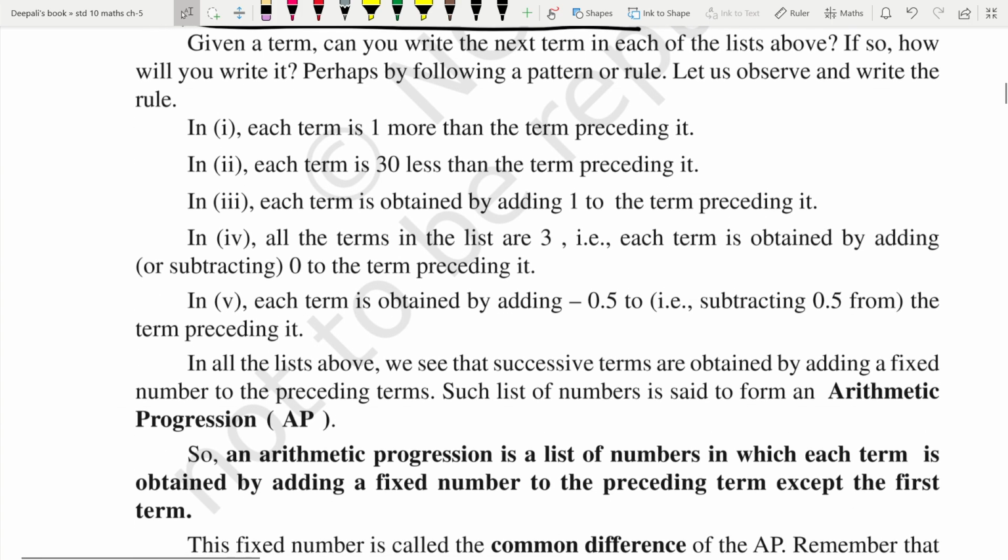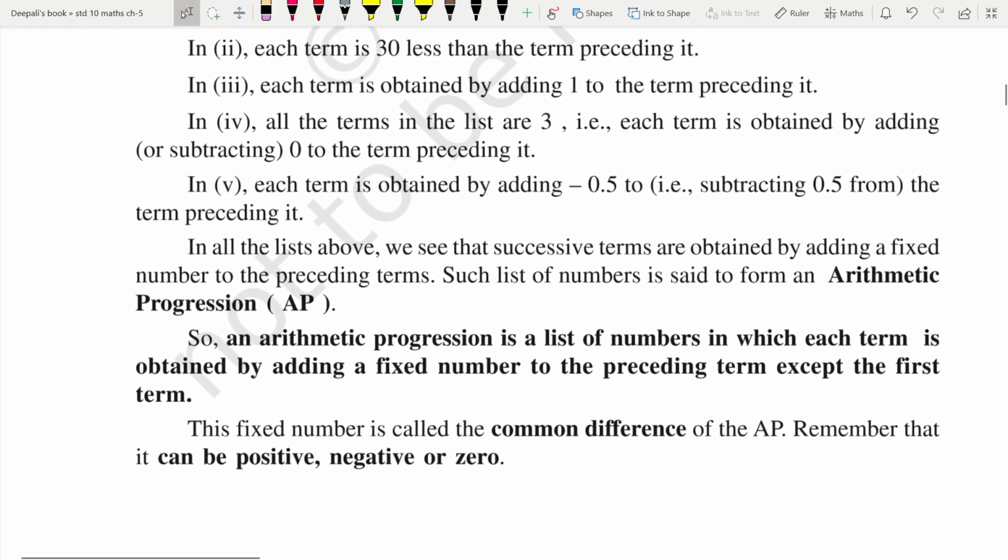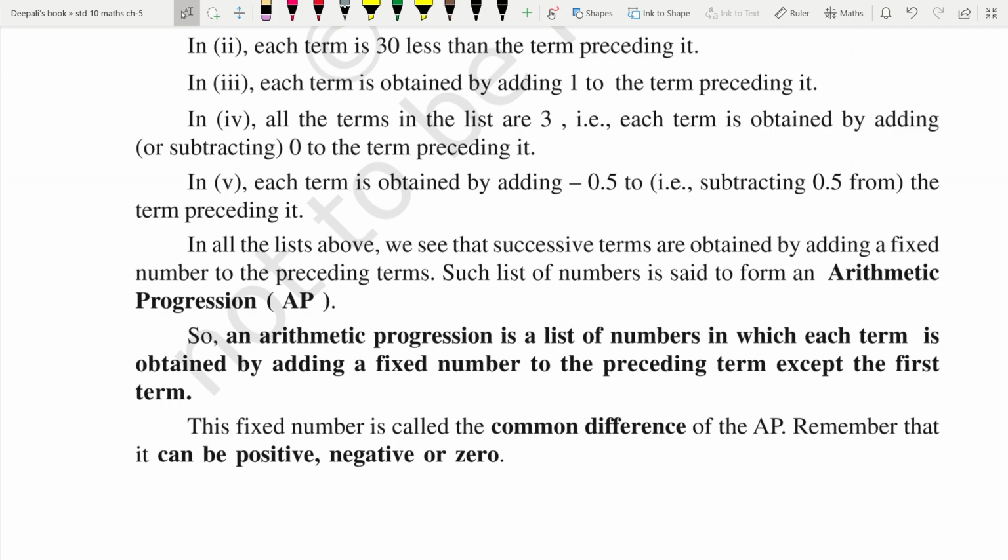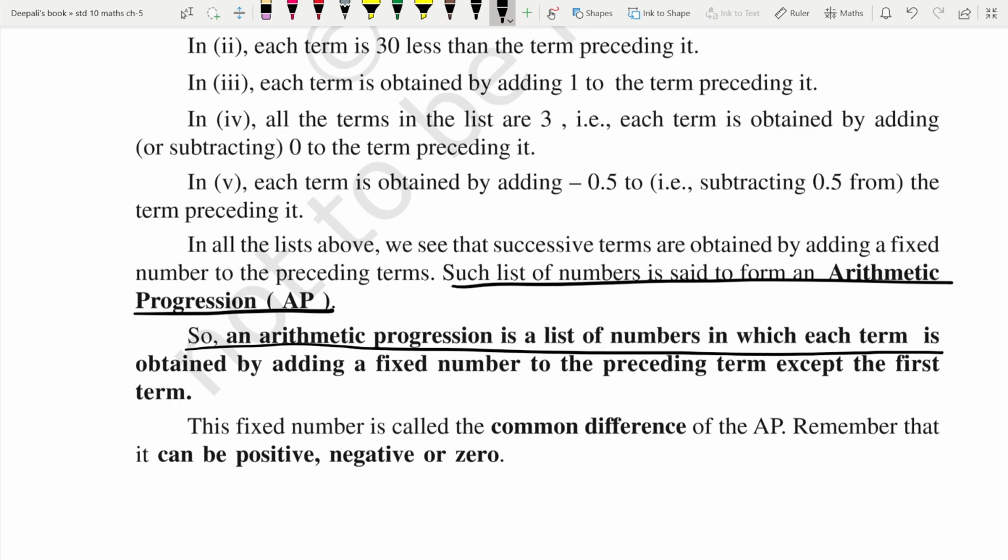the term preceding it. In all the lists above, we see the successive terms are obtained by adding a fixed number to the preceding term. The list of numbers is said to be an arithmetic progression, which in short we'll use as AP. So, an arithmetic progression is a list of numbers in which each term is obtained by adding a fixed number to the preceding term except the first term.